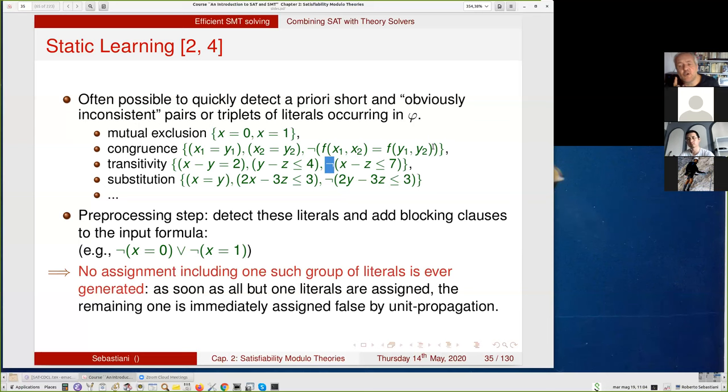This is something that you should think about seriously instead when you do encodings. So sometimes if you are encoding a problem into SMT and there are some obvious properties which can be inferred like this, it may be worth adding them, if there are not too many, just to tell the solver that every time you have x equals 0, then you can immediately unit-propagate that x equals 1 is false. So without losing time.